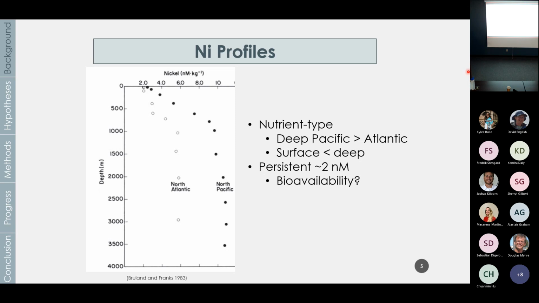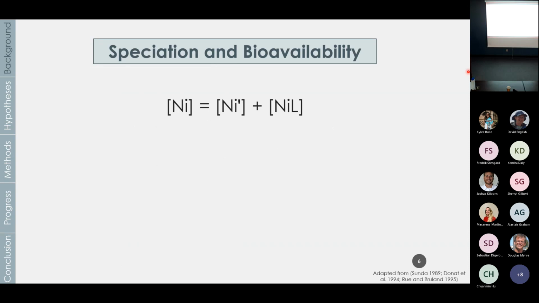The second trend is that the deep Pacific concentrations are greater than those in the deep Atlantic due to the age of the water masses. And both of these trends support a classic nutrient type profile. When we think about a nutrient type profile, all of the nutrient type elements will have these kind of trends. The thing that distinguishes nickel from other trace elements is this persistent 2 nanomolar in the surface ocean. And we are not entirely sure why this sticks around. So we think that it might be tied to its bioavailability, but we're not entirely sure.